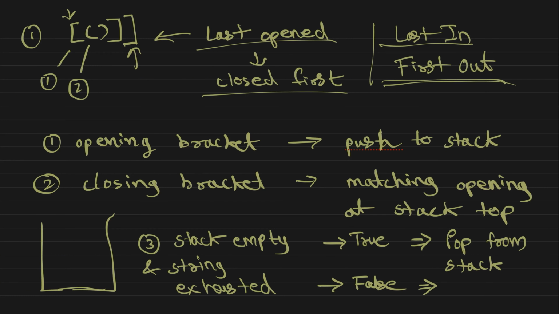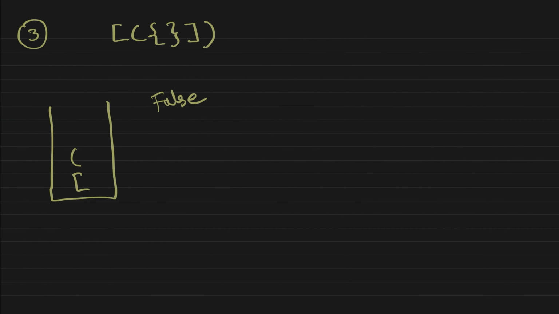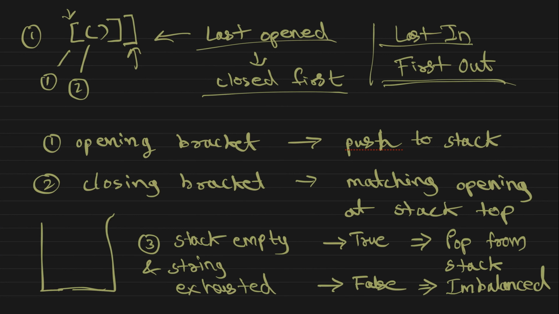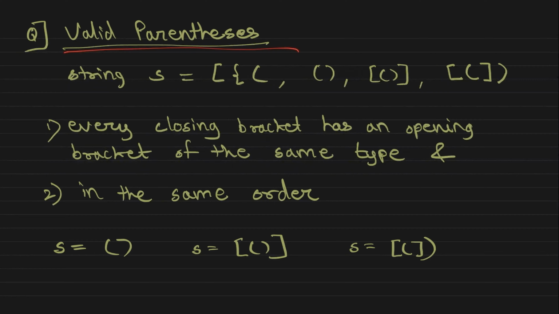So in case this condition is false, which means that my closing bracket should match the opening at the top of the stack, this condition is false. So in this case, my parenthesis is imbalanced. Okay. So in this case also, this is a closing bracket and here we have an opening round bracket. So I can just return from here that this expression is what? Imbalanced. So in this way, we can use the principle of last in first out of the stack to solve this problem of valid parenthesis.